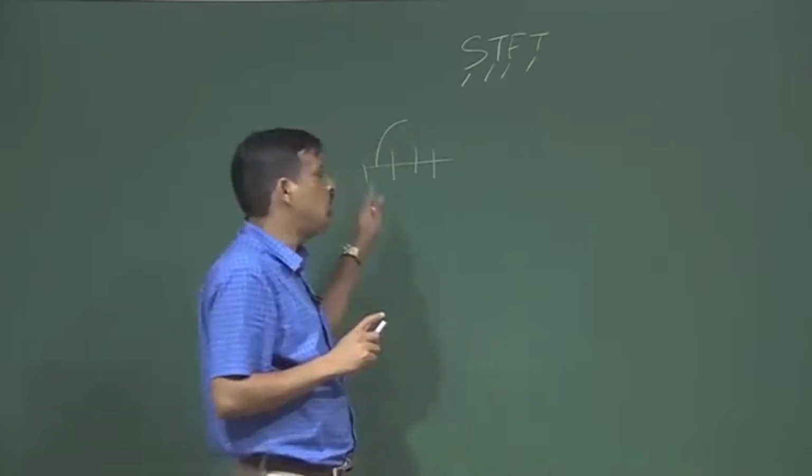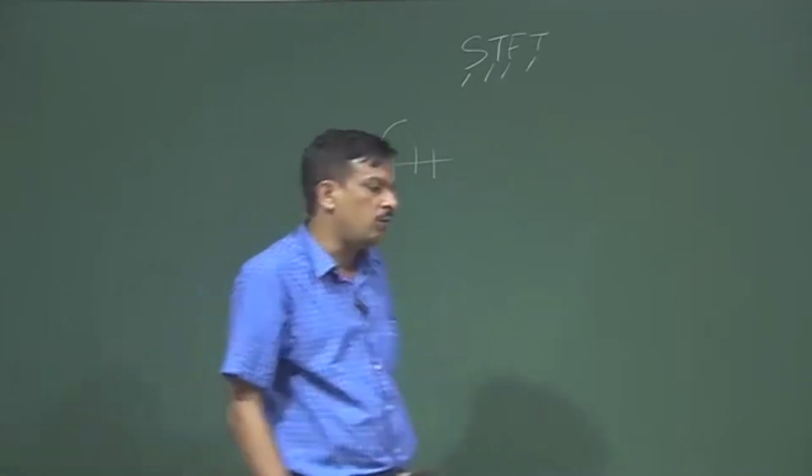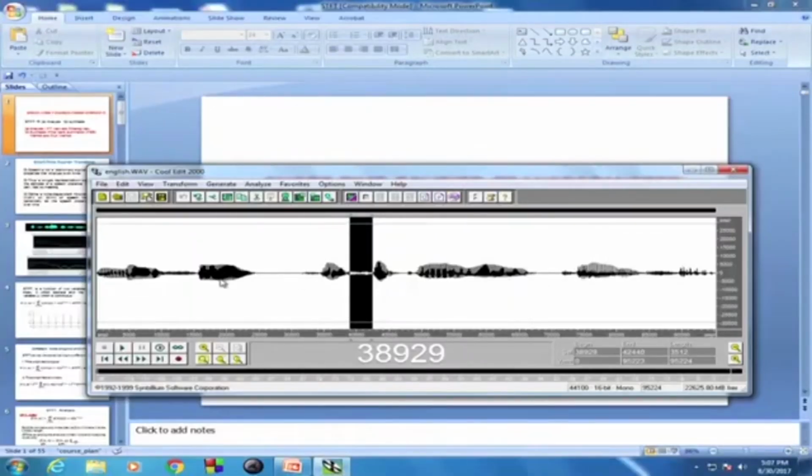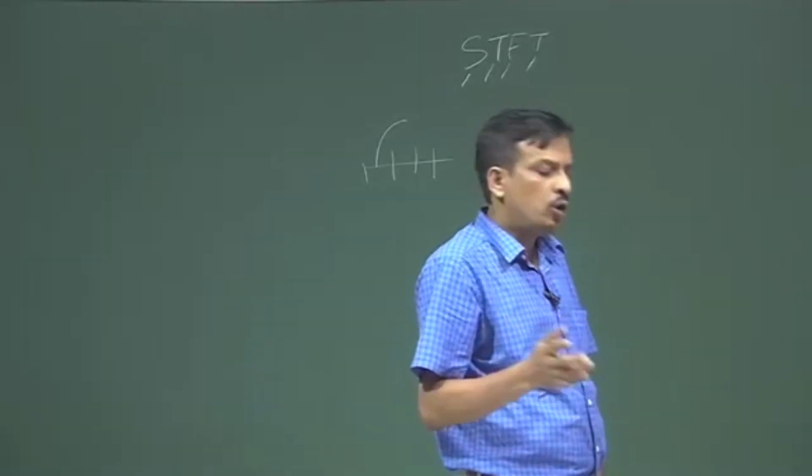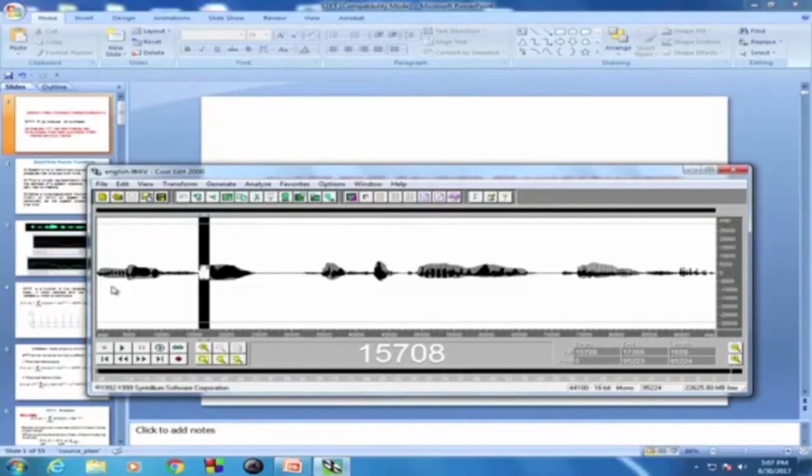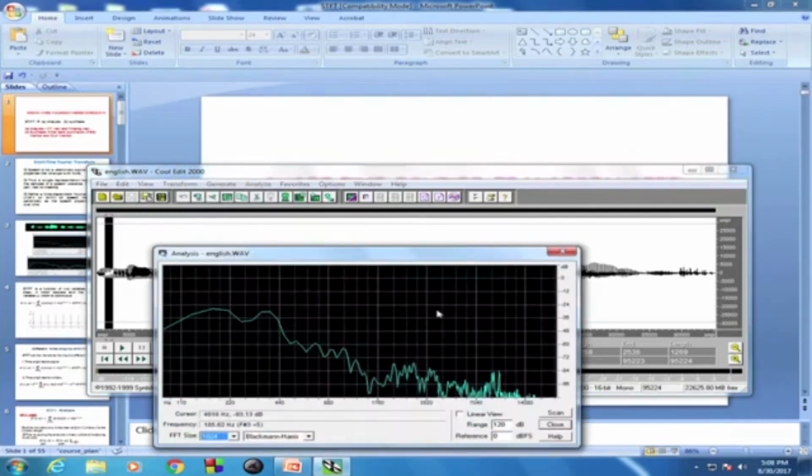So, if I want to do it, what do I have to do? I have to select a short segment of the signal and do the analysis. Next, again I have to select the next segment and do the analysis. So, instead of taking the whole signal, I am taking a small portion of the signal. This is 1269 samples I have taken, then I take the frequency analysis.